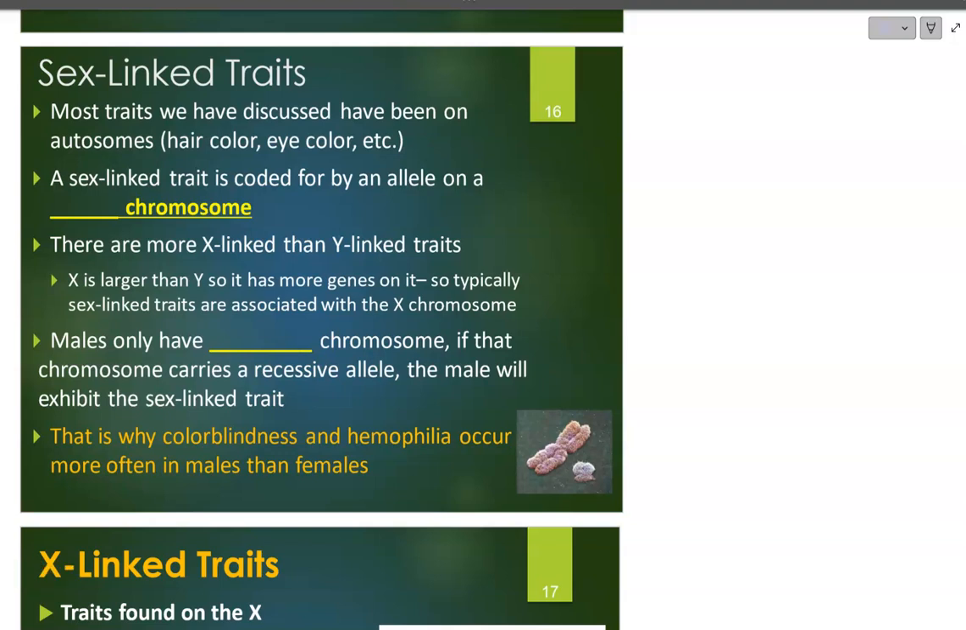In this video, I'm going to be going over the modern genetics notes, specifically on sex-linked inheritance and sex-linked traits, which is slides 16 to 22.